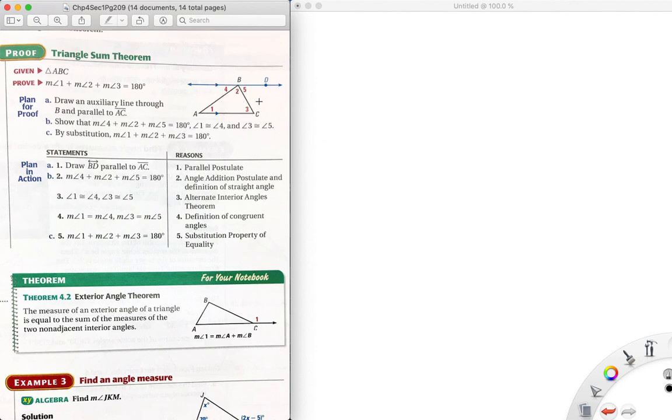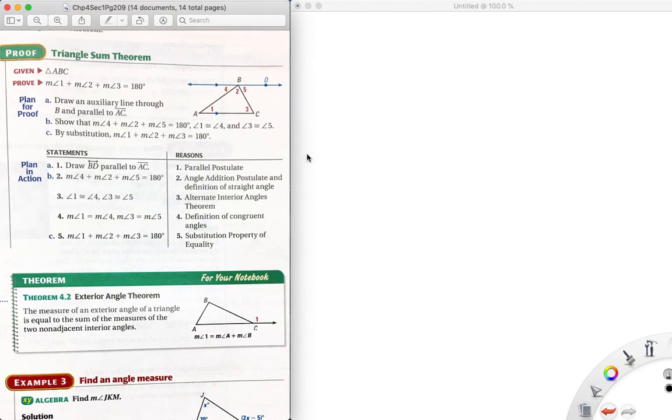With the auxiliary line, we have these three angles. We can use the angle addition postulate to say that 4 plus 2 plus 5 is equal to a straight line, which is what this is, therefore it's equal to 180 degrees. Once we do that, we can use alternate interior angles to say 4 is equal to 1, and alternate interior angles to say 5 is equal to 3. We have 2 equal to itself, so then 1 plus 2 plus 3 equals 180.